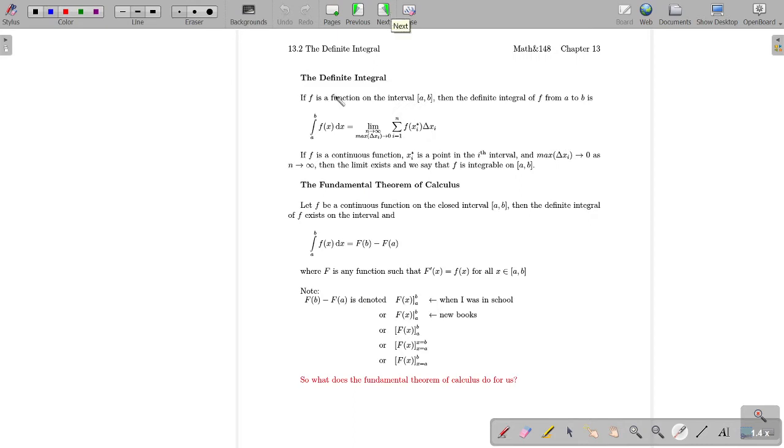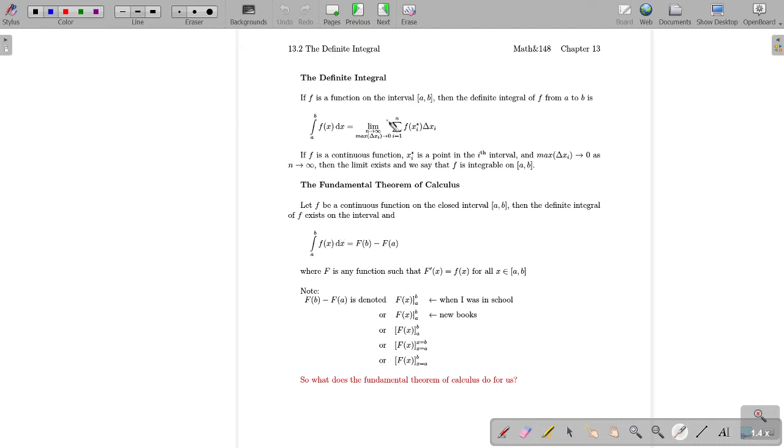So the definite integral. If f is a function on the interval a to b, then the definite integral of f from a to b, the integral from a to b of f of x dx, is the limit as n approaches infinity and the max delta xi goes to 0 of the summation i equals 1 to n of this formula. If f is a continuous function, xi is a point on the ith interval, and as n goes to infinity the limit exists, we say that f is integrable. Okay, so that's the definition of it.